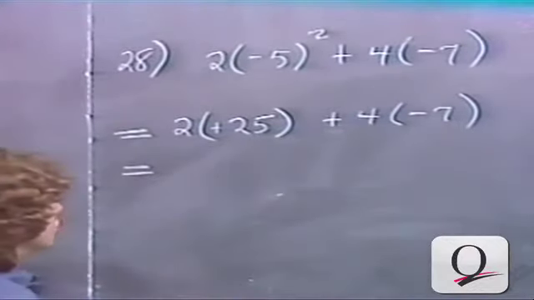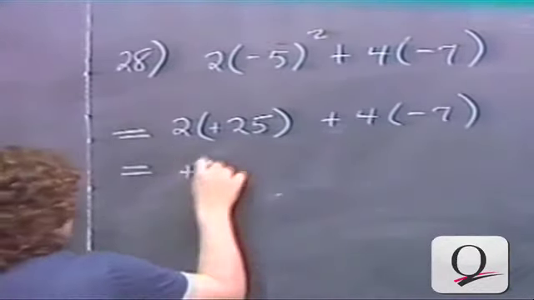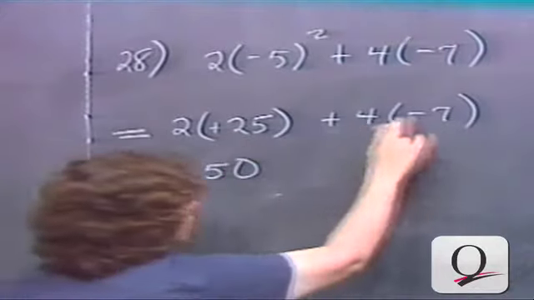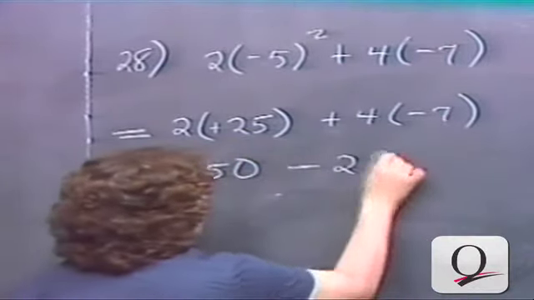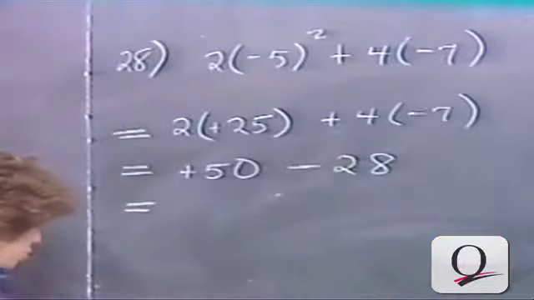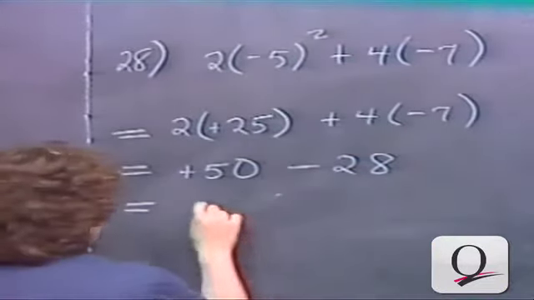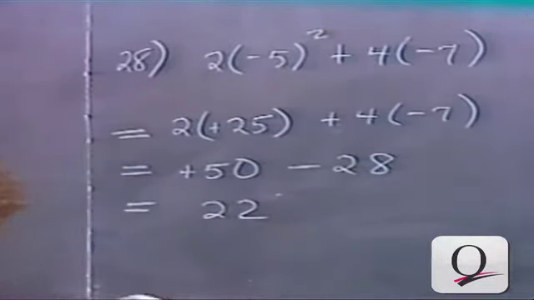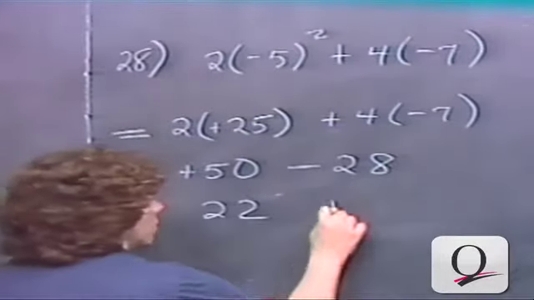Now let's do the multiplications. 2 times plus 25 is plus 50. 4 times minus 7 is minus 28. 50 minus 28, and the answer is 22. And that is answer B.